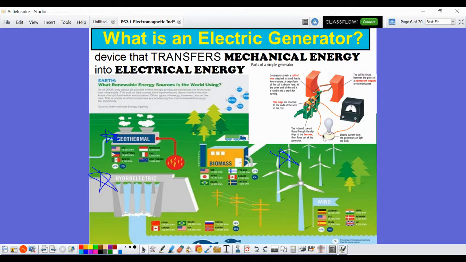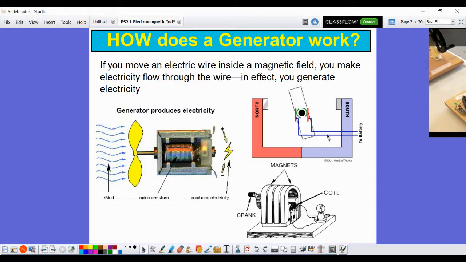So when we look at how a generator works, there's a couple of things here that you need to fill in the blank with and make sure that you have that completed. It says, if you move an electric wire inside a magnetic field, you make electricity flow through the wire. In effect, you generate electricity. That's why we call it a generator. Another word, though, is induction. It's how we can induce an electrical current.